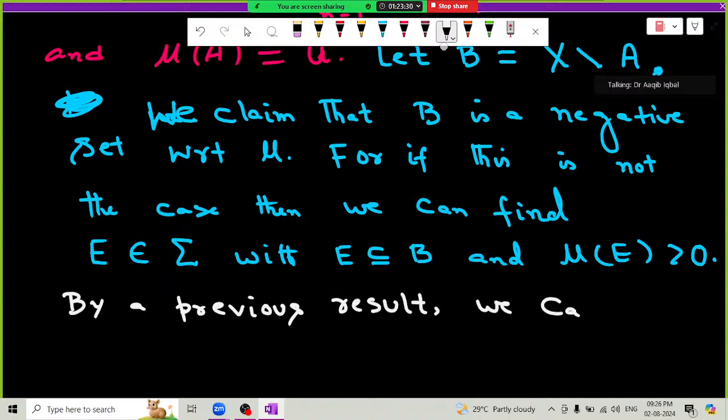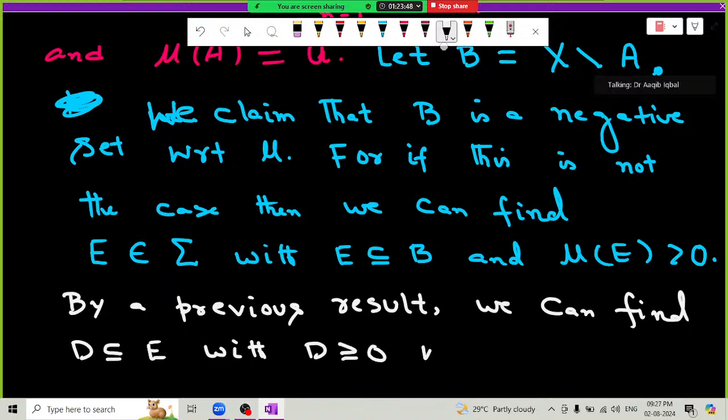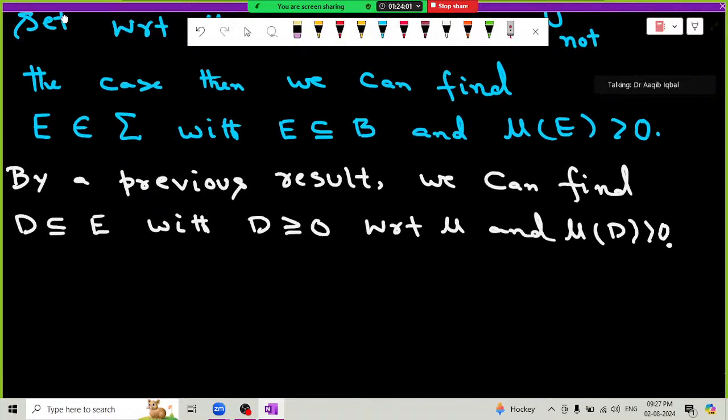By a previous result we can find a D contained in E with D positive, मतलब D will be a positive set with respect to mu और इसका जो mu signed measure है D का, it will be greater than 0. ये किया जा सकता है. This is yesterday's result.